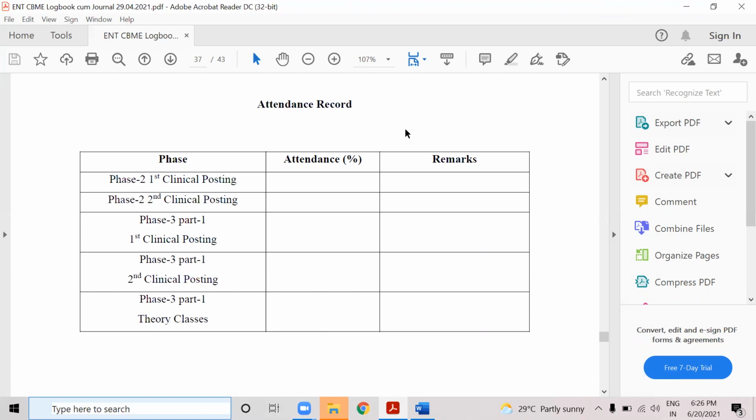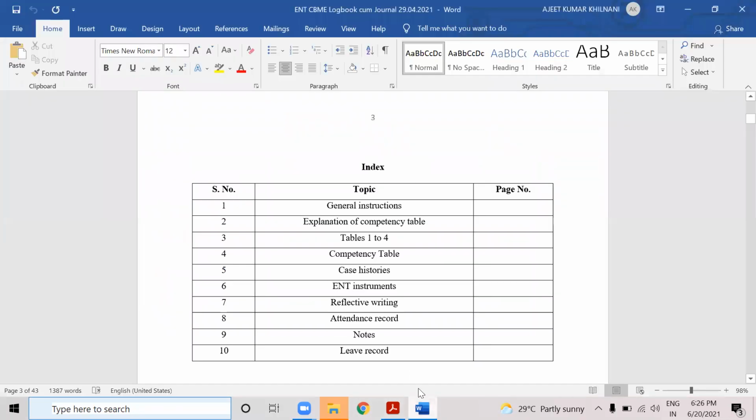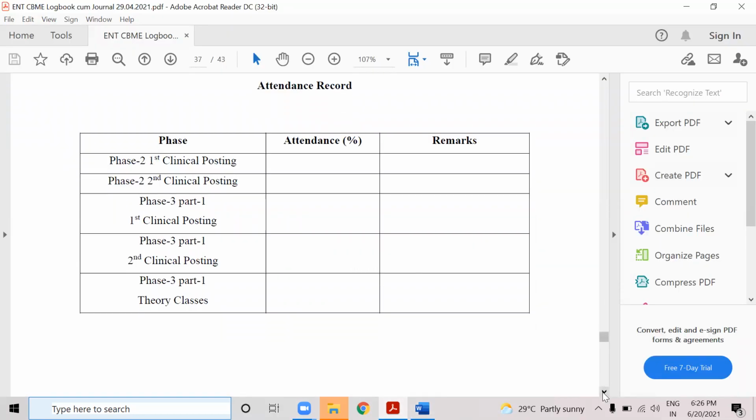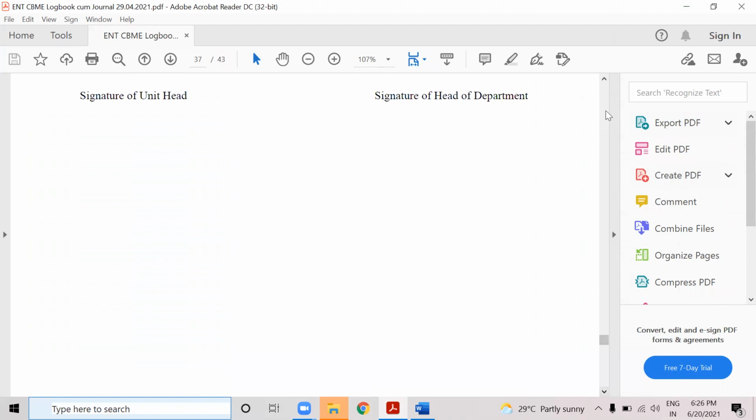So that is one page I have kept here, in which phase wise attendance of clinical postings, and in phase 3 there will be theory lectures also. So all these attendance. And if there are any remarks, for example, if there are any remedial measures, or if the student was absent for a particular reason, so that can be kept here. So some pages for that. Then again some pages I have kept for notes. Notes in the sense 4 or 5 pages I have kept for notes, and this attendance record needs to be verified again by the unit head, by the head of the department.